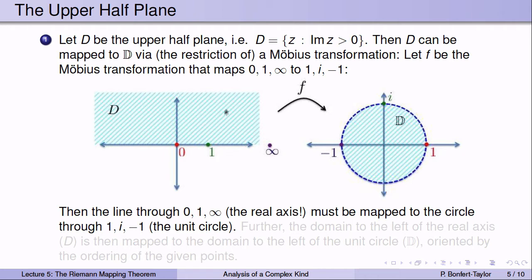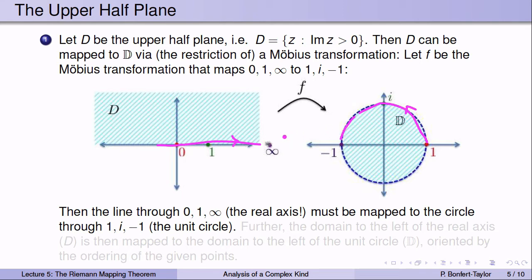It has to map the upper half plane either to the outside or the inside of the circle, and the lower half plane to the other part. But it turns out, if you look from 0 to 1 to infinity, we're kind of giving the real axis an orientation. And with that orientation, the domain D is to the left of the real axis. And their images of 0, 1, and infinity are 1, I, and -1, and that gives the unit circle an orientation. And again, the image is going to be to the left of this line that I just drew.